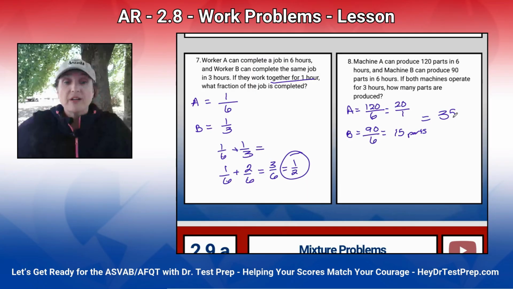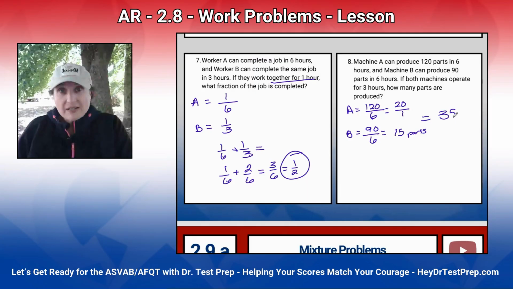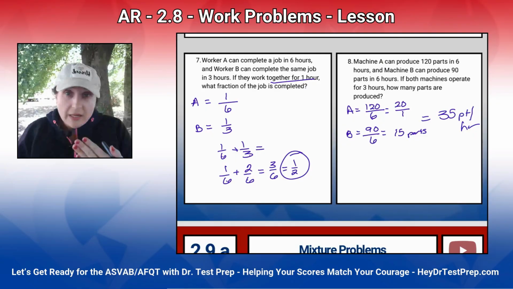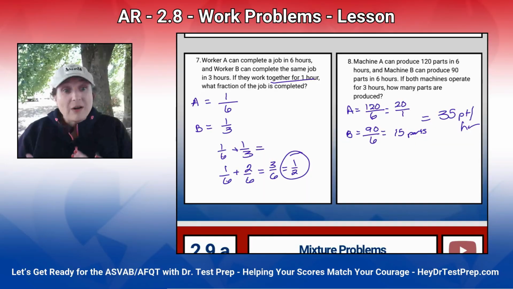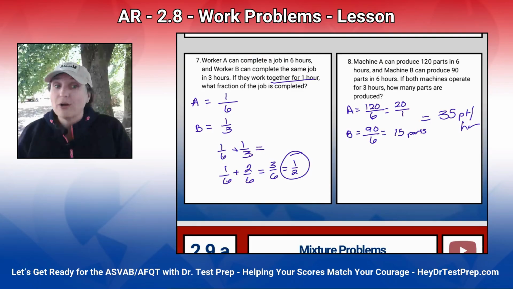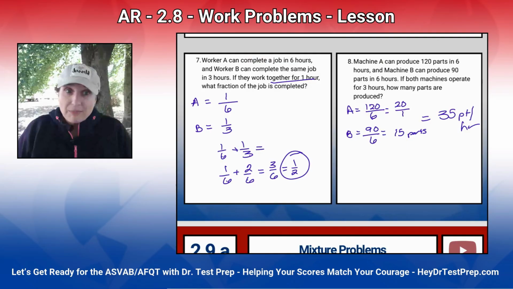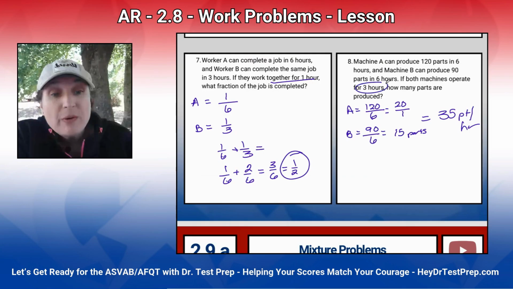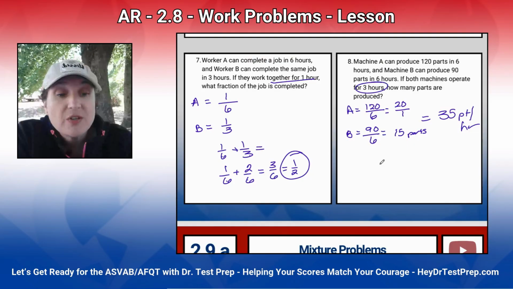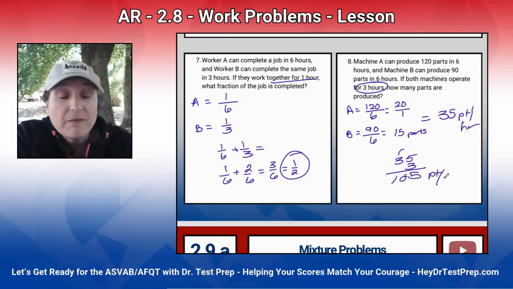Okay, so what we did is we figured, all right, 120 divided by 6 tells us that machine A can do 20 parts every hour. For machine B, we took 90 divided by 6 and found essentially the unit rate is 15 parts per hour. But if both machines are operating at the same time, that means that together they're making 35 parts every hour. But they're going to try to trick you. 35 will be one of the answer choices. But we want to know 3 hours. So we have to take that 35 and multiply it by 3 to get 105 parts for every 3 hours.